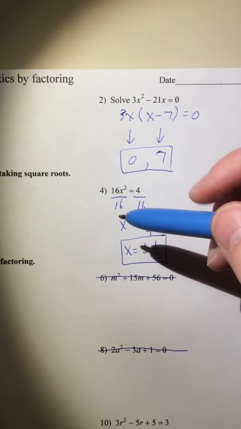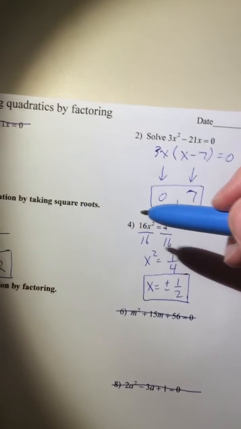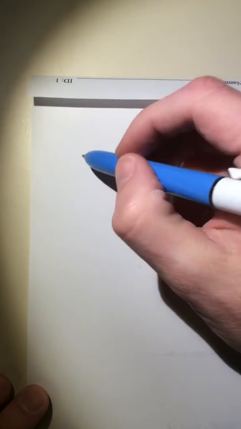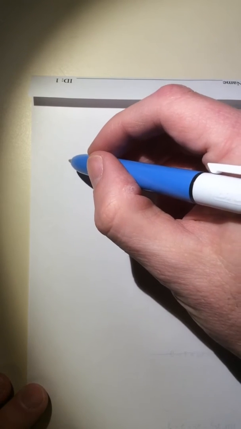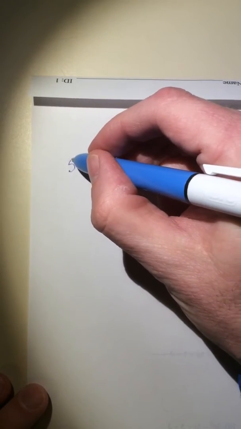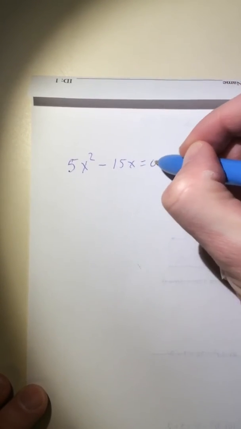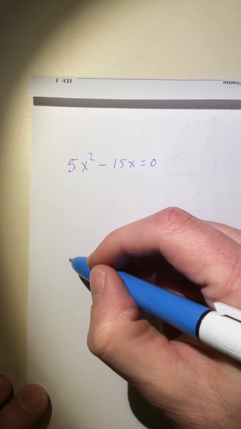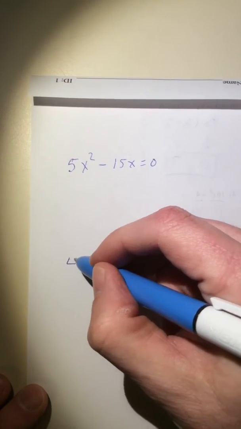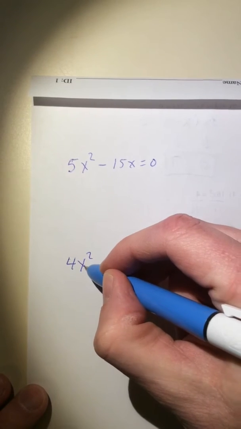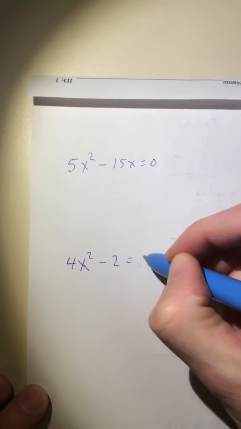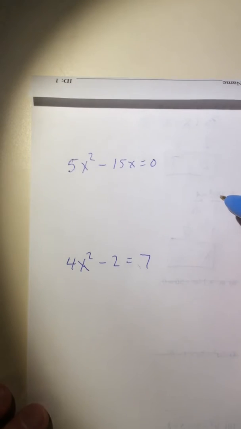So what I'm going to do now is flip the paper over and give you 2 questions to do. You'll pause the video and do the problems on your own, and we'll check back with you in a minute. So let's do 5x squared minus 15x equals 0. That's one problem to do. And here's the other problem: 4x squared minus 2 equals 7. Those are the 2 problems you're going to work on. Take a moment to do that, and we'll be right back with you. Pause the video.